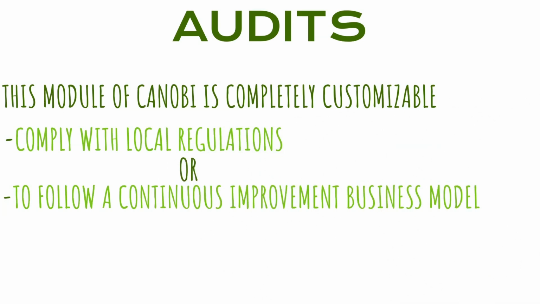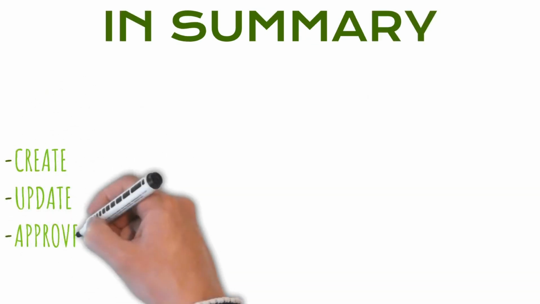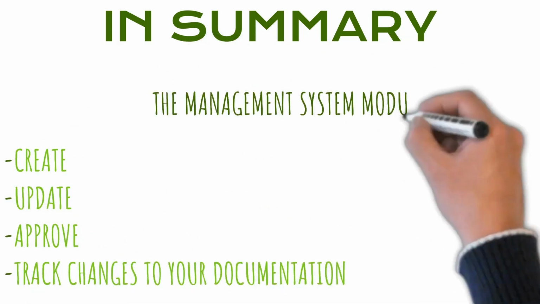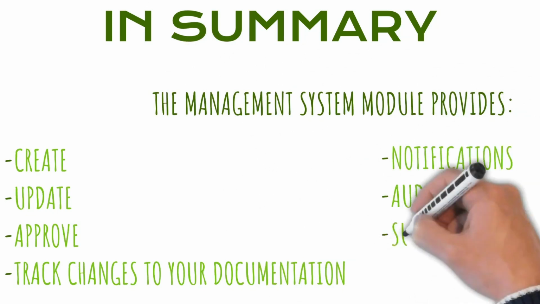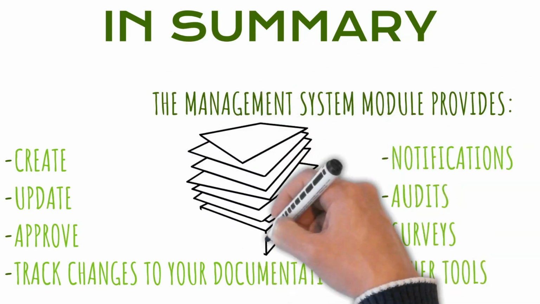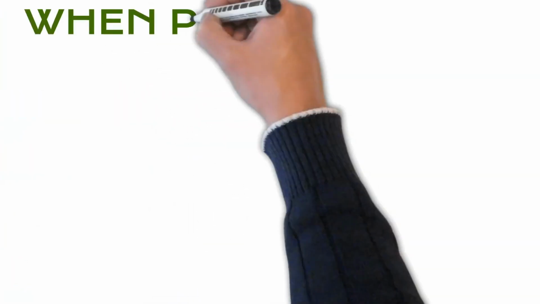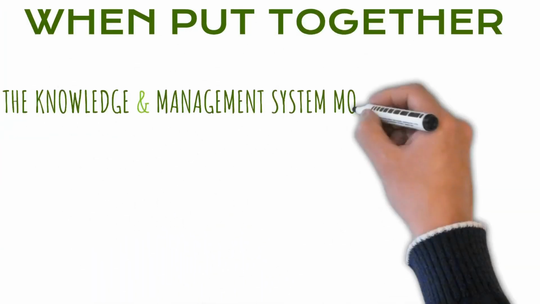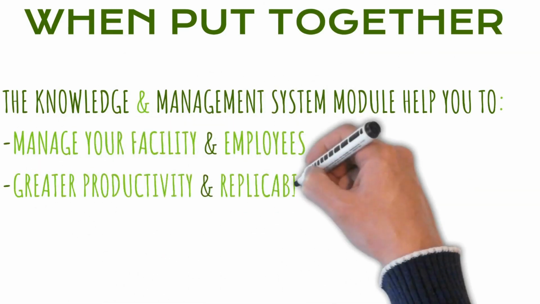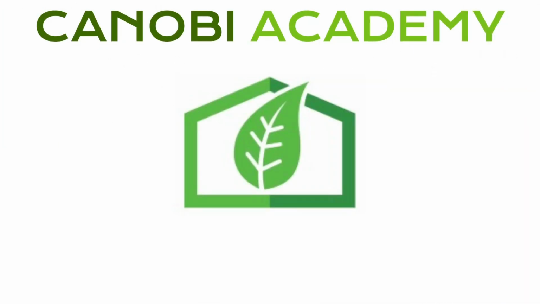The Knowledge module in Canobi allows you to create, update, approve, and track changes to your documentation. The Management System module provides notifications, audits, surveys, and other tools to keep your documentation and your procedures in compliance with local regulations. Together, the Knowledge and Management System modules help you to manage your facility and your employees for greater productivity and replicability. This is all for the Knowledge and Management System module.